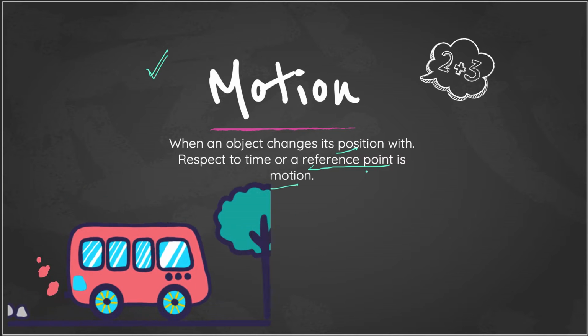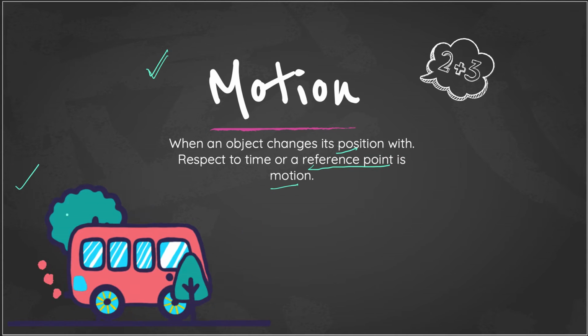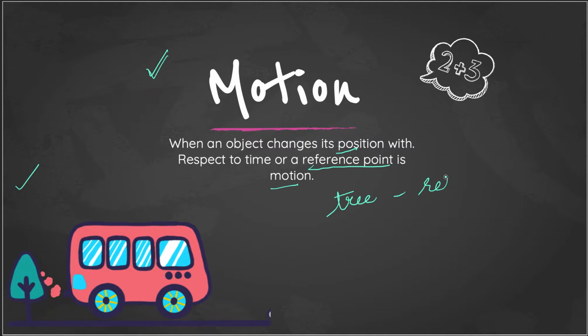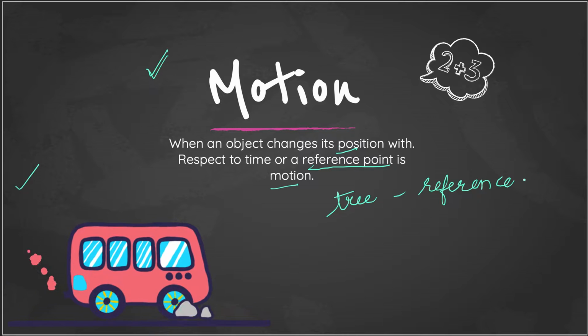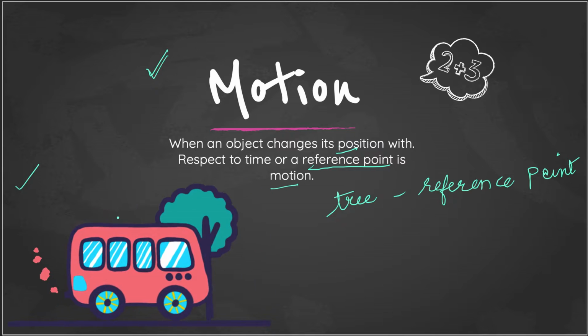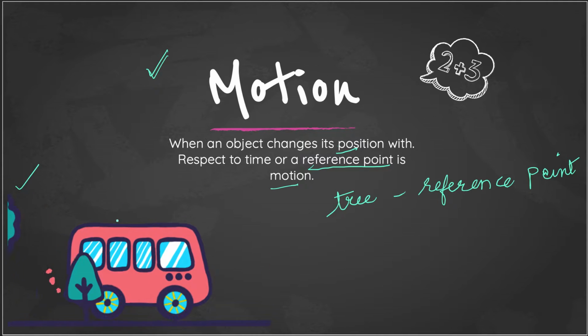Now, what do I mean by a reference point? For example, in this image which you can see, if this tree becomes our reference point, you can say that the bus is moving forward with respect to the tree, because it is leaving the tree behind, and your bus is continually moving in one particular direction. It is leaving behind the tree, it is leaving behind the reference point.